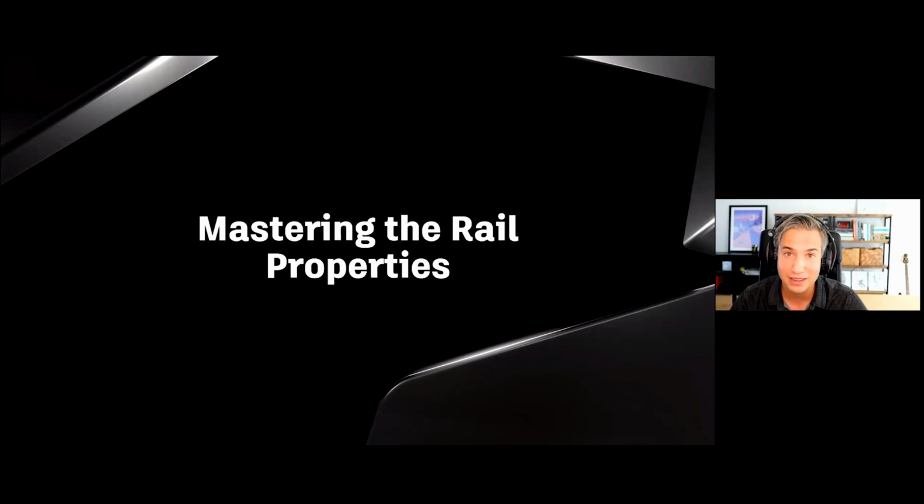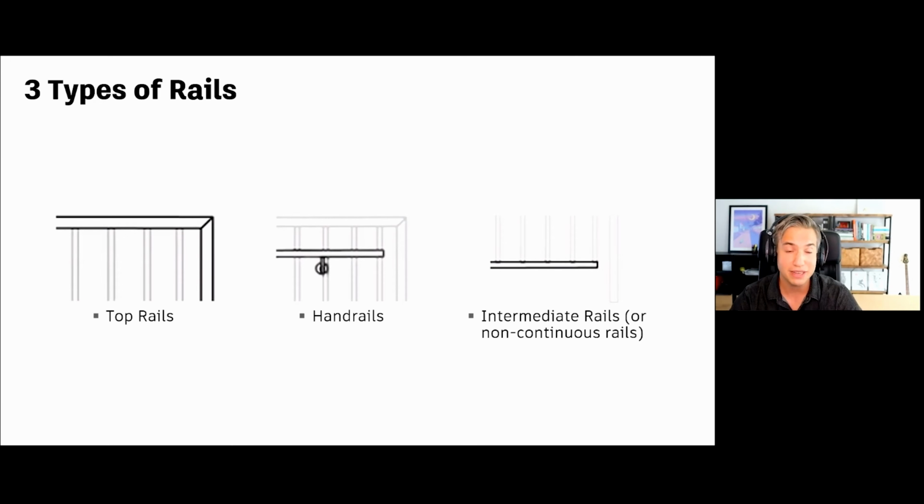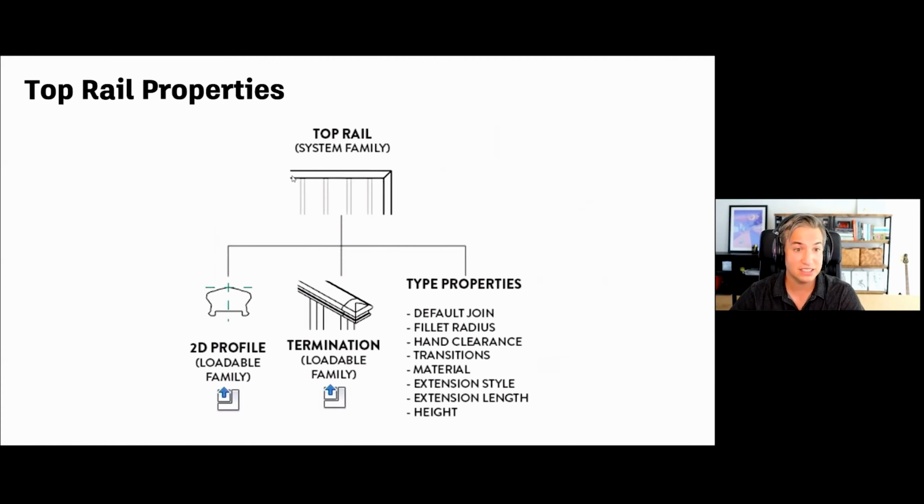Let's begin with the rail properties. In Revit, there are three types of rails: the top rails, the handrails, and the intermediate rails, most frequently known as non-continuous rails. That's how they're named in the Revit menus. Let's start with the top rail. The top rail has two possible loadable families, two RFAs you can load inside this system family. There's the 2D profile and the termination, as well as multiple properties. As you can see, they're all listed there. We're going to go through most of them in this presentation.